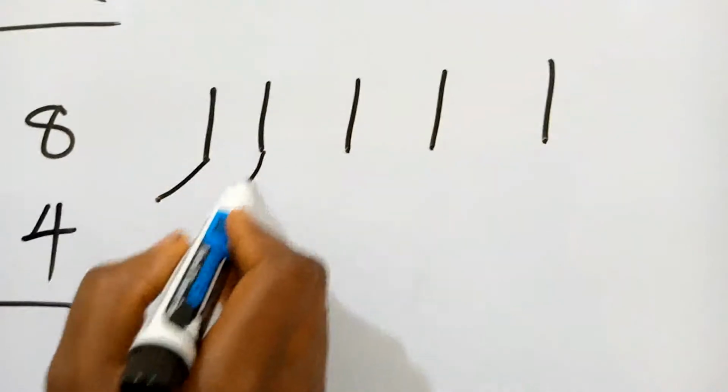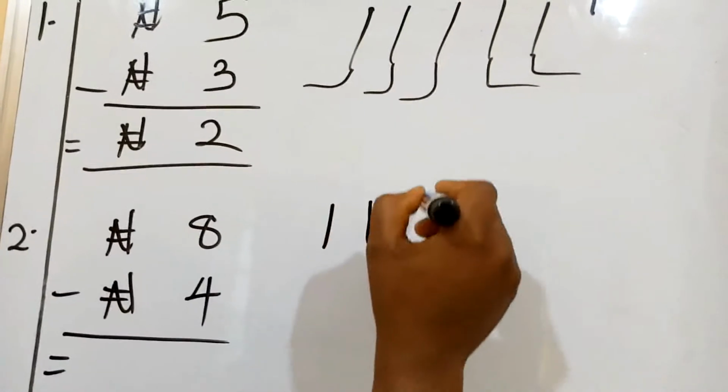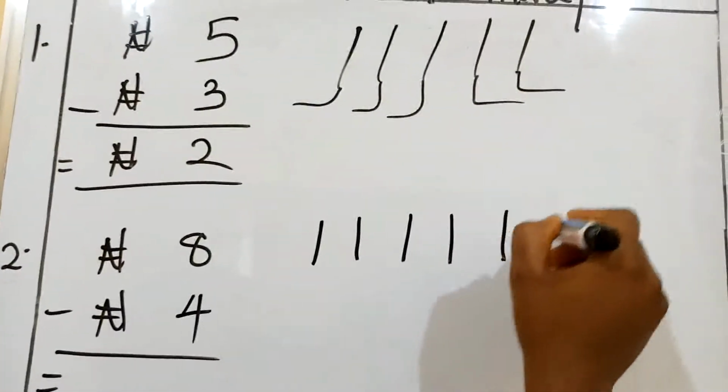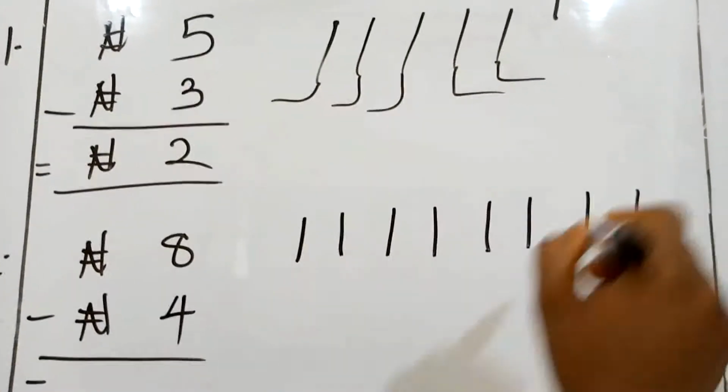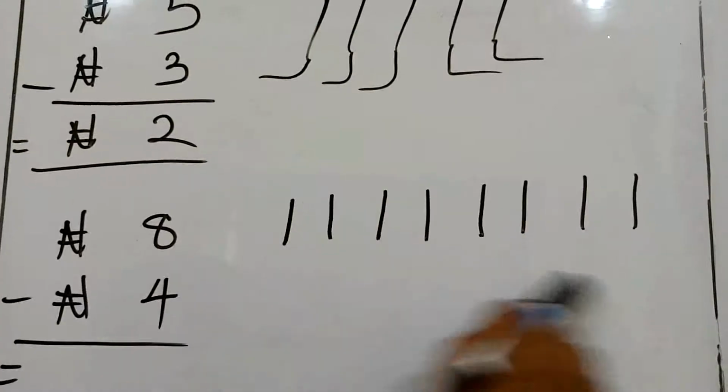1, 2, 3, 4. We're supposed to count 8. That was a mistake; we repeated 5 instead of 8. Let's take it again. This is 8: 1, 2, 3, 4, 5, 6, 7, 8. Is that complete? You should always be there to know it.